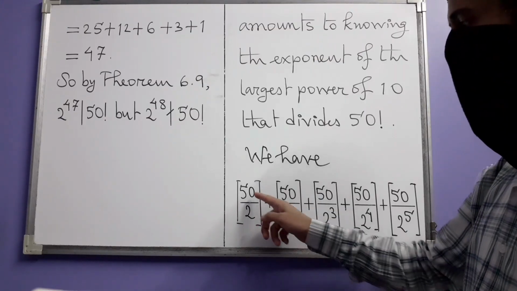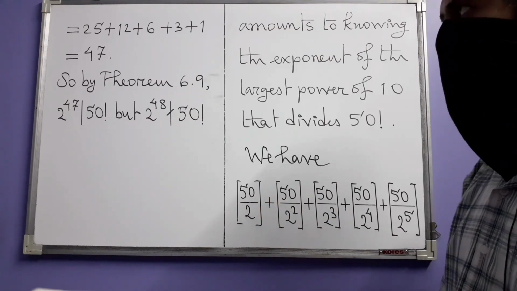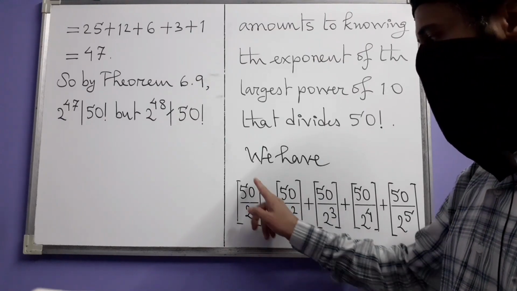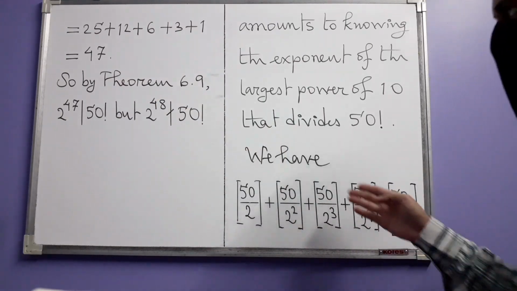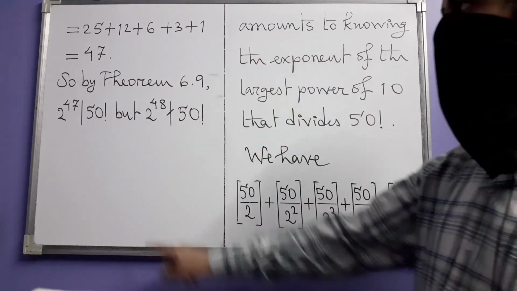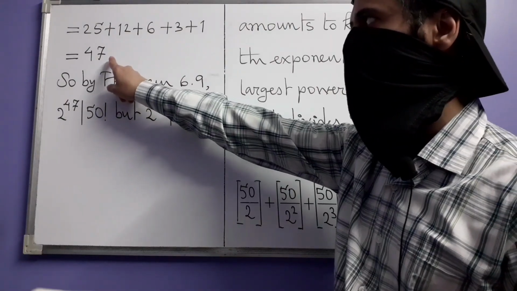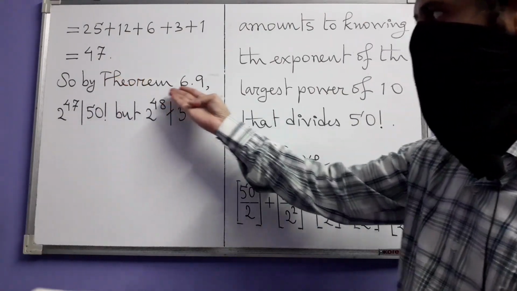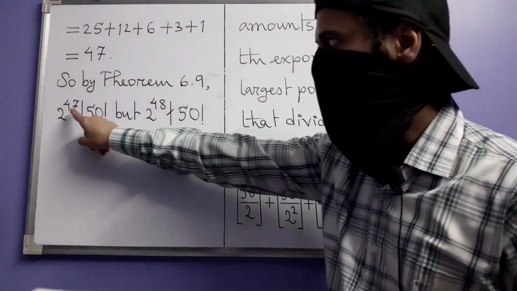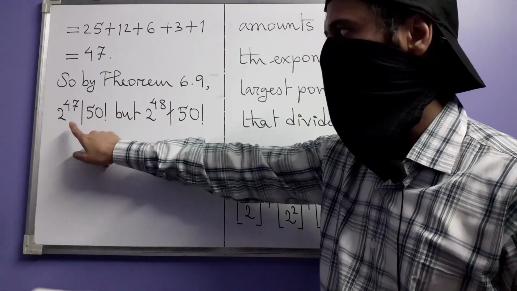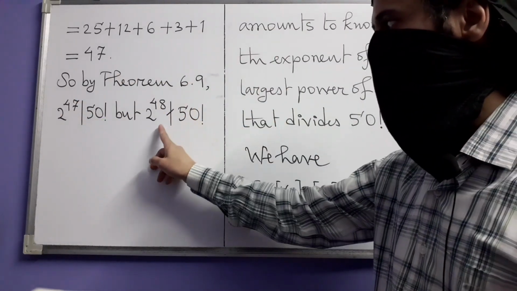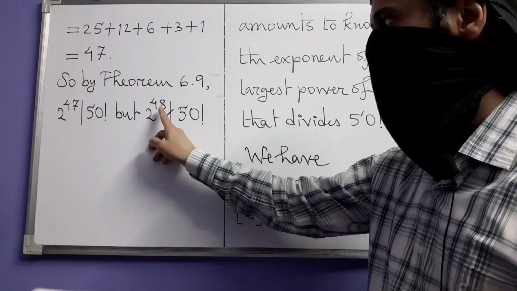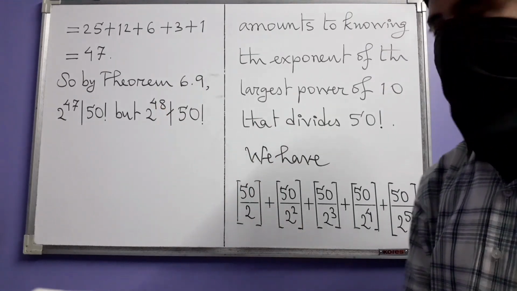This one you can just simply see that it's 25, because 25 is an integer, so its greatest integer value is 25 itself. But then we have these other values as well, and the sum turns out to be 47. So by that theorem, this is the largest power of 2 that divides 50 factorial. The next larger power, 2 to the power 48, does not divide 50 factorial.